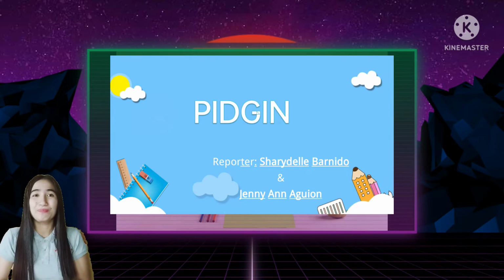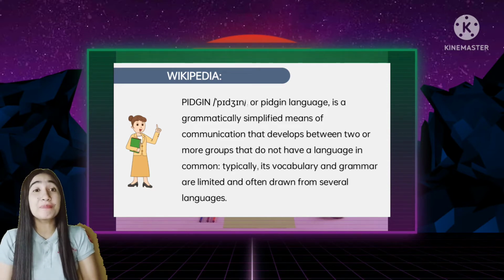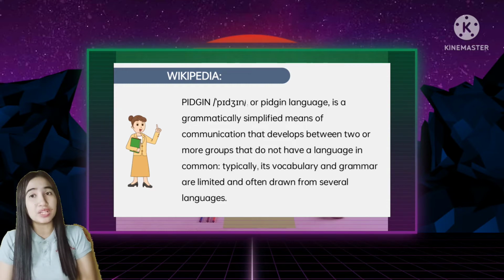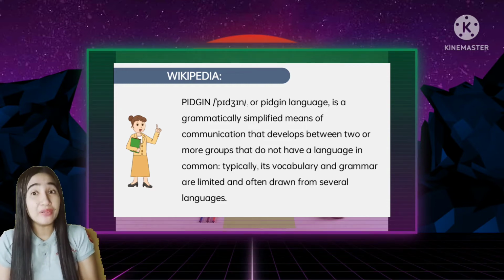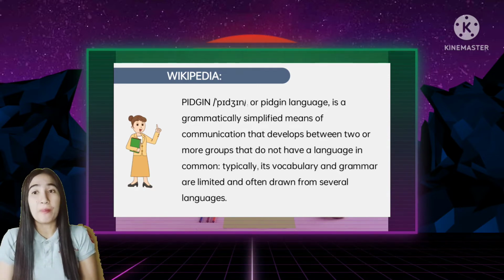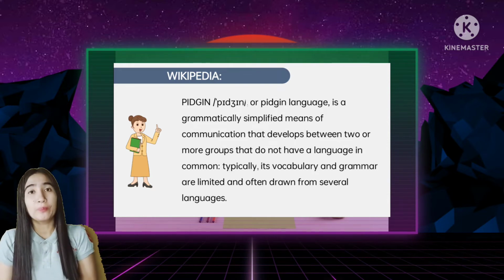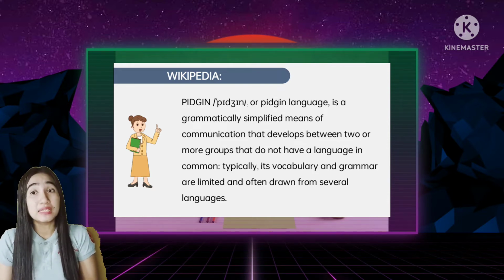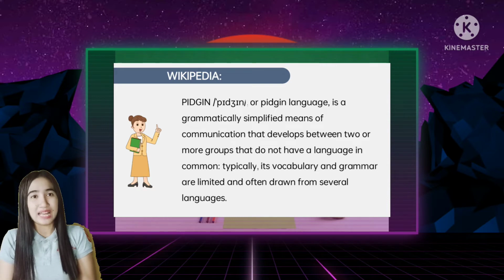So, what is pidgin? According to Wikipedia, a pidgin language is a grammatically simplified means of communication that develops between two or more groups that do not have a language in common. Typically, its vocabulary and grammar are limited and often drawn from several languages. Meaning to say, pidgins are languages that develop between two or more individuals with different languages.